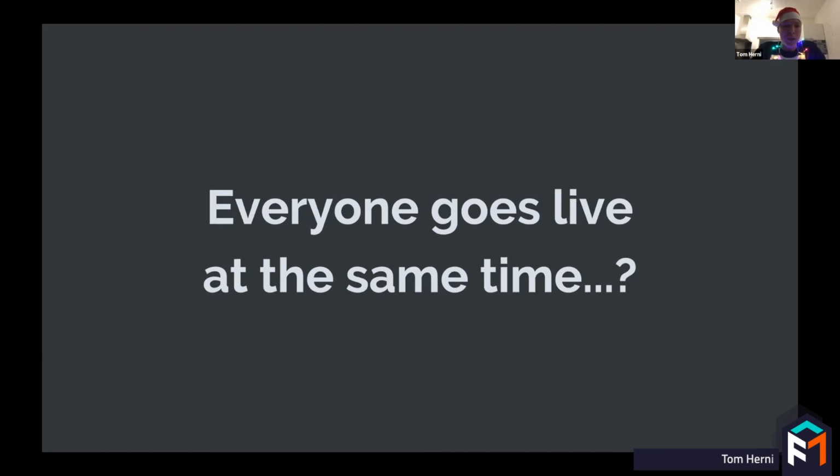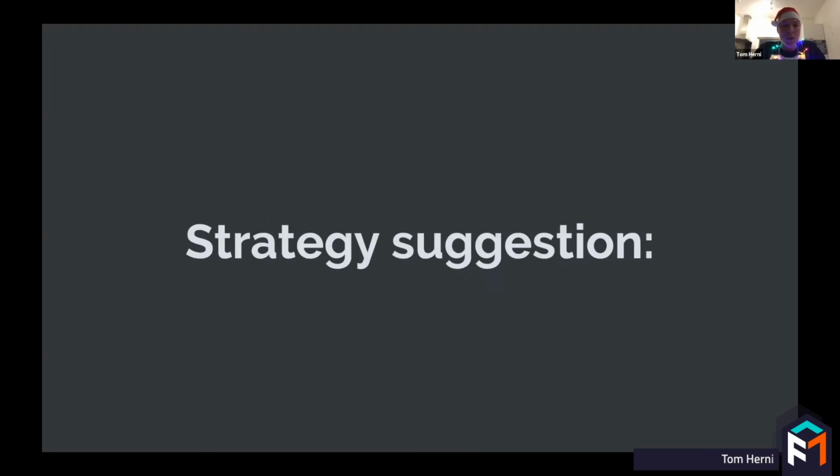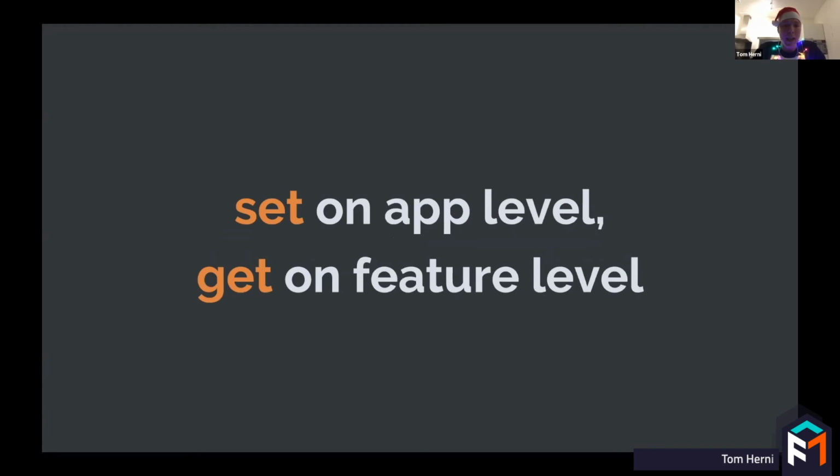Also, when is everyone going to work on this exactly? Not all teams work at the same speed, and some features are more complex than others, and maybe some teams don't have time right now. So the strategy suggestion for this is to not go for a big bang, but rather set the theme on an app level and allow features to get the theme. And this is already the approach we were following in this talk, because we set the variables on an app level and the features simply inherit the variables.